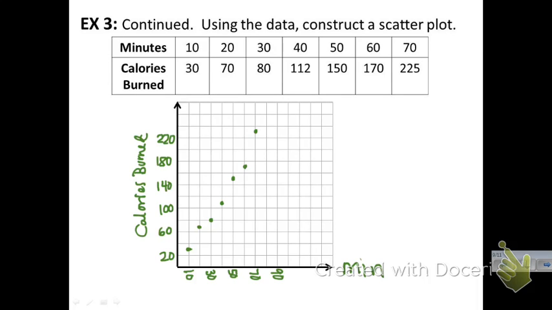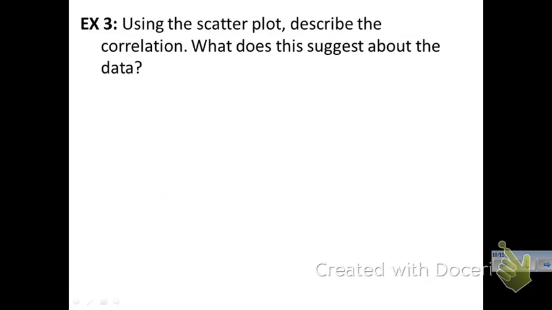So this is what our graph looks like here. You can see that I went by 20s going up and by 10s across the bottom. But when you look at this, you can see that we have a positive correlation. So I think that's going to help us with our next one. It says, using the scatter plot, describe the correlation. So we would say it has positive correlation.